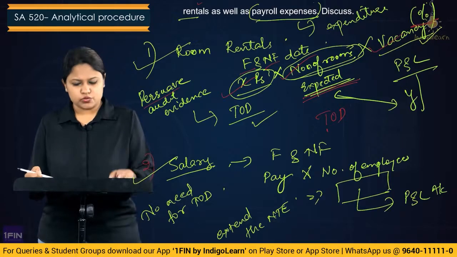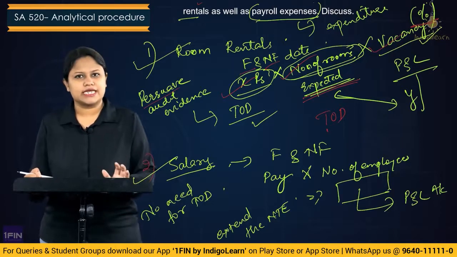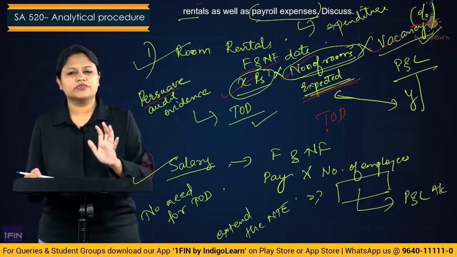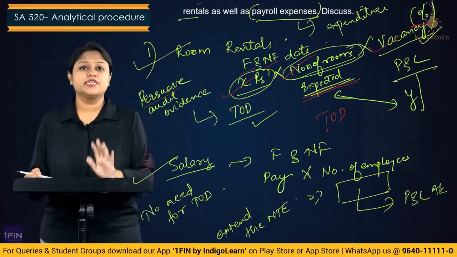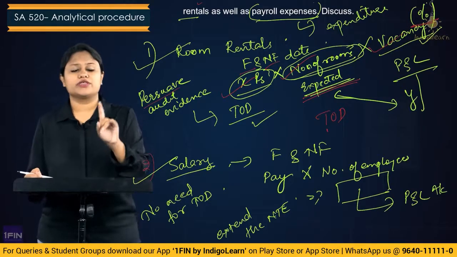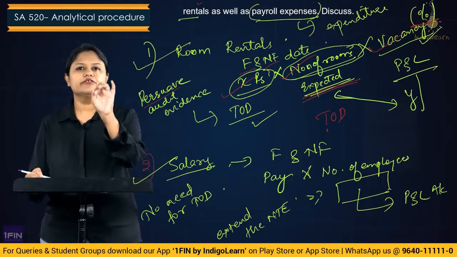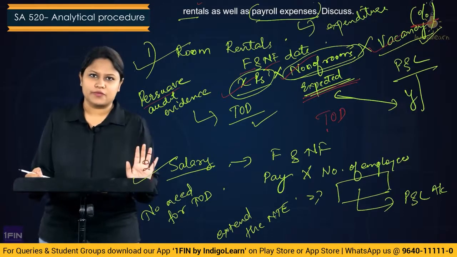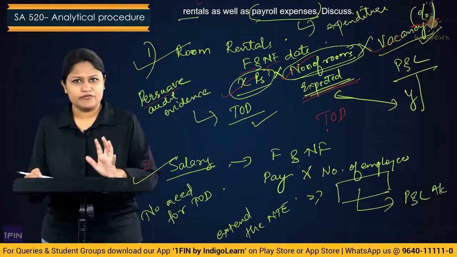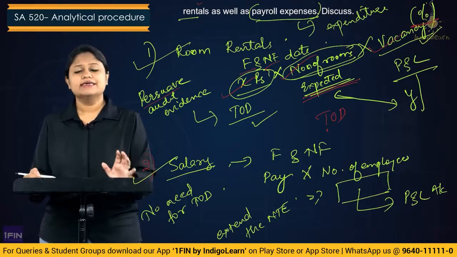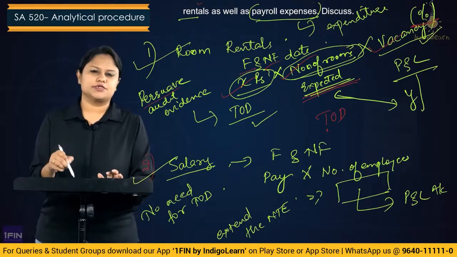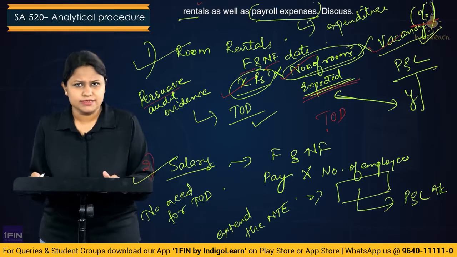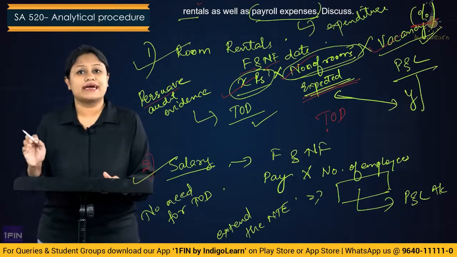So in both these cases, where we have done the calculations and decided to eliminate the test of details, it is very much valid, but a condition applies: all the components, whether financial or non-financial, which you take into consideration, should be individually verified by you properly. If you guarantee the proper verification of the data which you are using, then using analytical procedure for the room rental and salary, which are both P&L account items, would be considered correct.